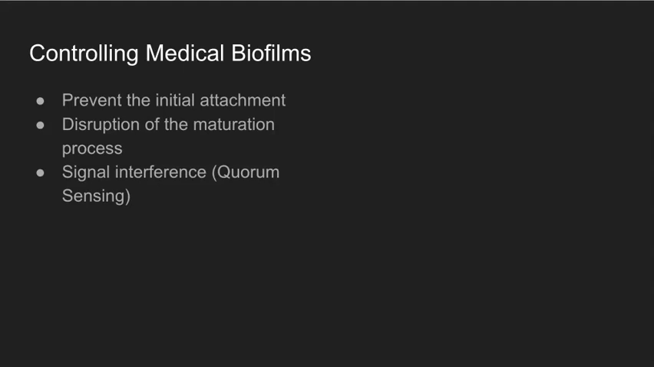The methods for controlling medical biofilms include 3 different approaches. They're still doing a lot of research today, but the first approach is inhibiting the initial attachment by re-engineering the surfaces that biofilms grow on. The second approach is disrupting the maturation process. And the third is to interfere with quorum sensing.